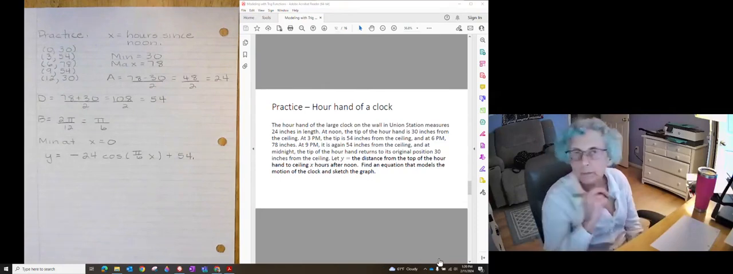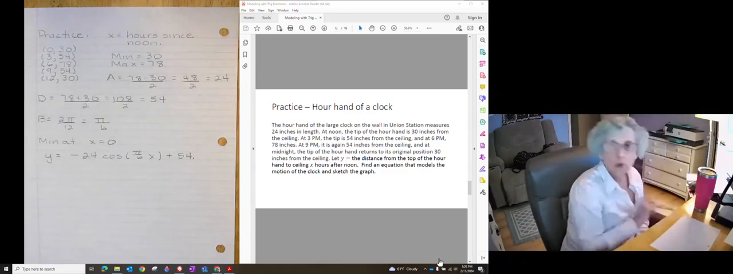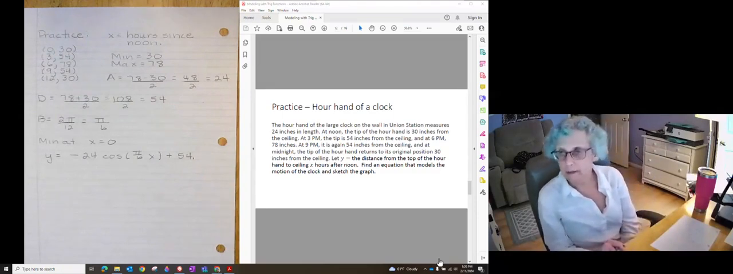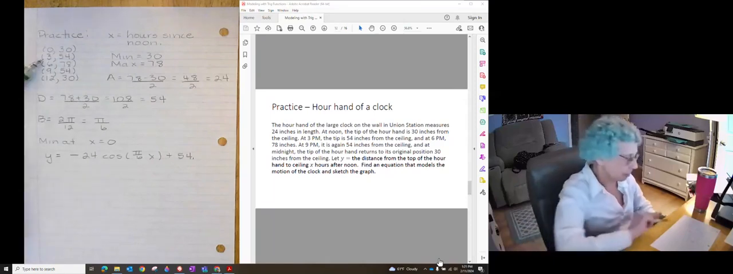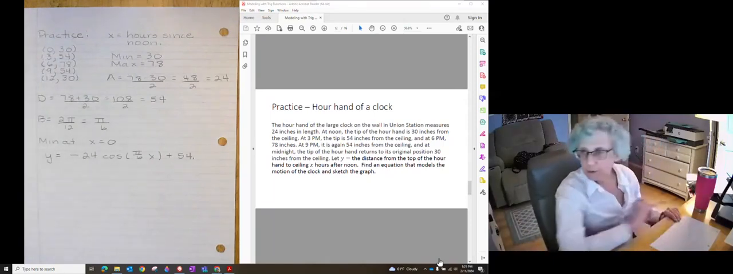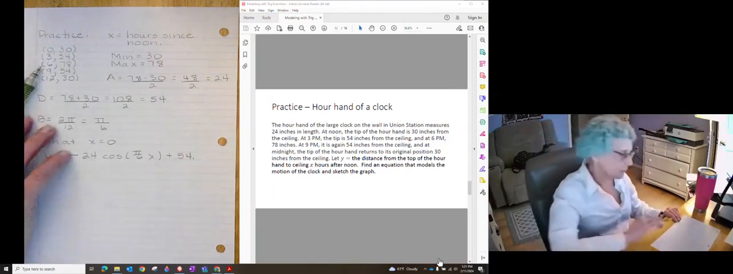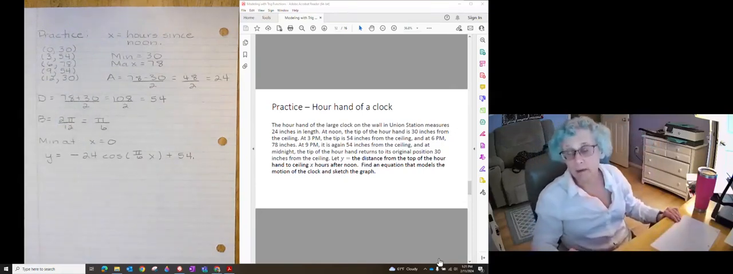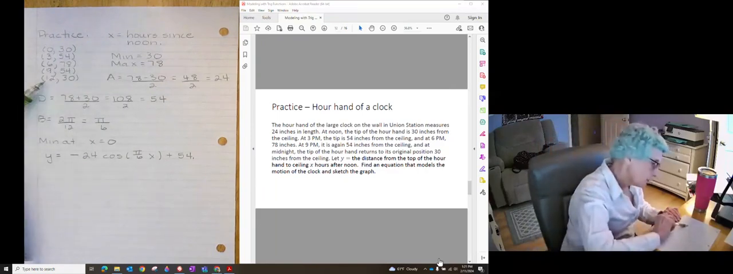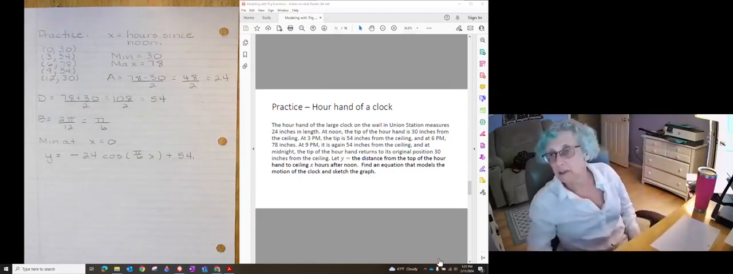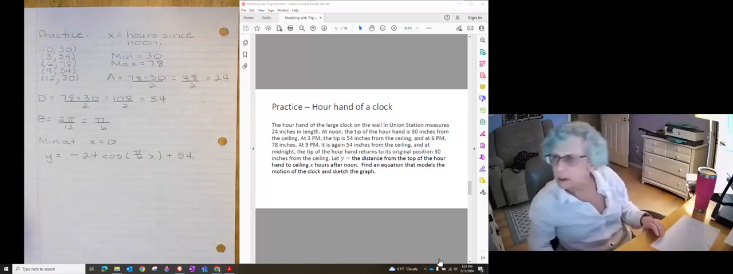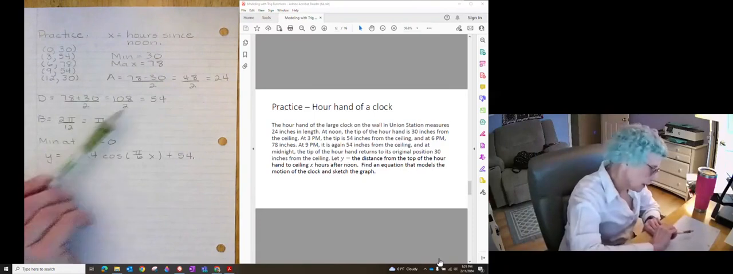How'd it go? I started by writing down some ordered pairs, just because that helped me to mentally organize the data that was given to me with all those words there. So 3 hours after noon, it was 54 inches from the ceiling. 6 hours after noon, it was 78 inches. That was the max. 9 hours, 54. 12 hours after noon, at midnight, it was back to the min at 30 inches from the ceiling. Inches? Yeah, inches. Making sure I had the right units.